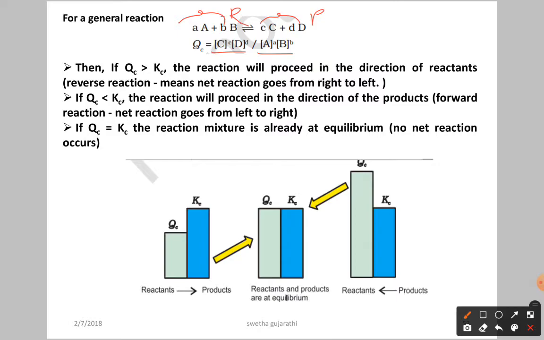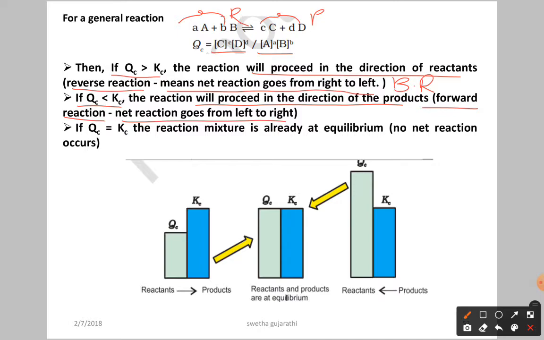Now we have some conditions. If Qc is greater than Kc, the reaction will proceed in the direction of the reactants. That means reverse reaction: the net reaction goes from right to left, which I will call the backward reaction. If Qc is less than Kc, the reaction will proceed in the direction of the products, the forward reaction, where the net reaction goes from left to right.